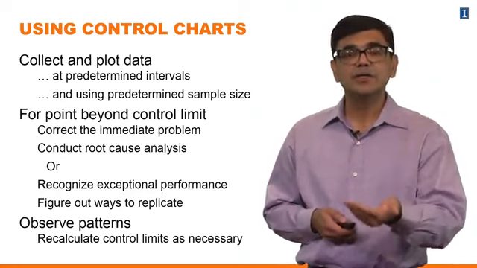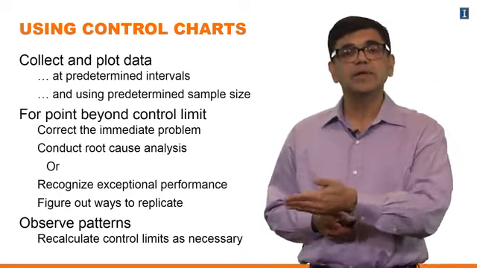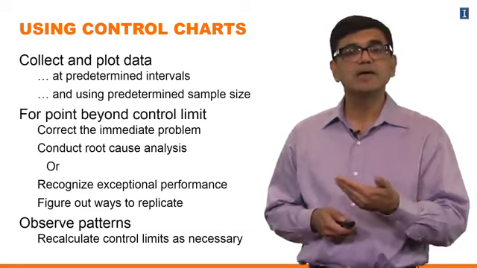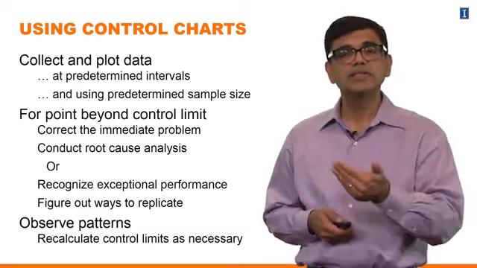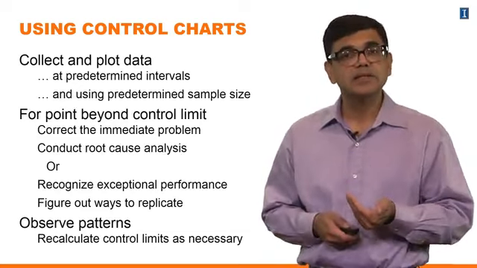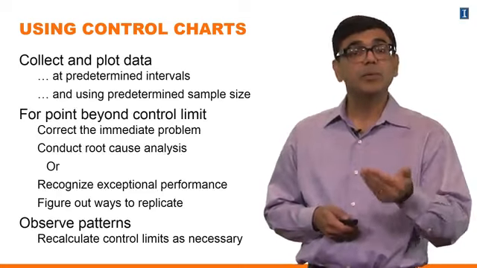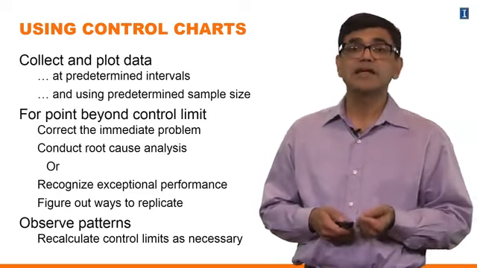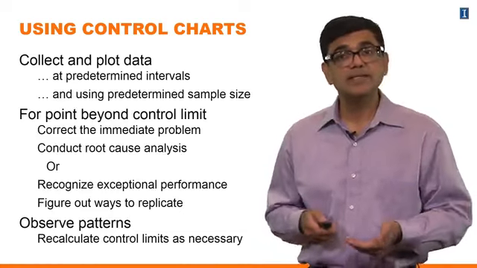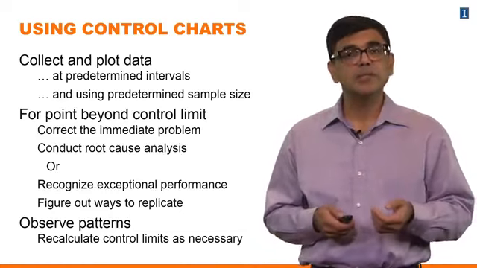So you do that, you collect the data, and you plot it on the control chart, and then you go and see if there is a point that's outside of the control limits, right? So you plot the points, and as you plot the points, you look for points that are outside the control limits. If you find a point that's outside the control limits, what is that telling you? It's telling you something happened that made this process go beyond its inherent capability.